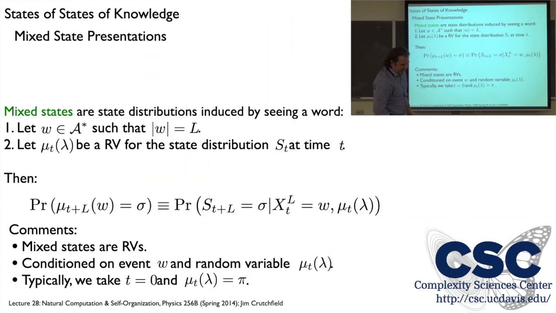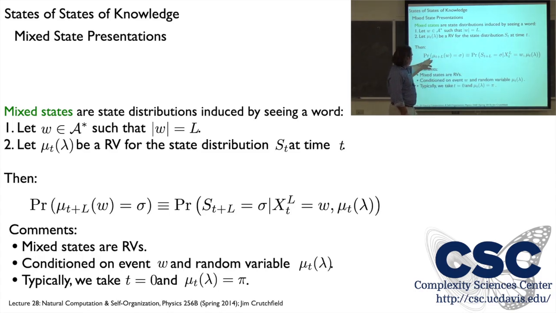So, okay, again, just kind of going over a couple of the slides from Tuesday, right? So the mixed states are the state distributions that are induced by seeing a word. We have some word of length L, and the sort of notation for the mixed state is mu, some measure over states at time t, having seen nothing. That's how we start off. It's a state distribution at time t.